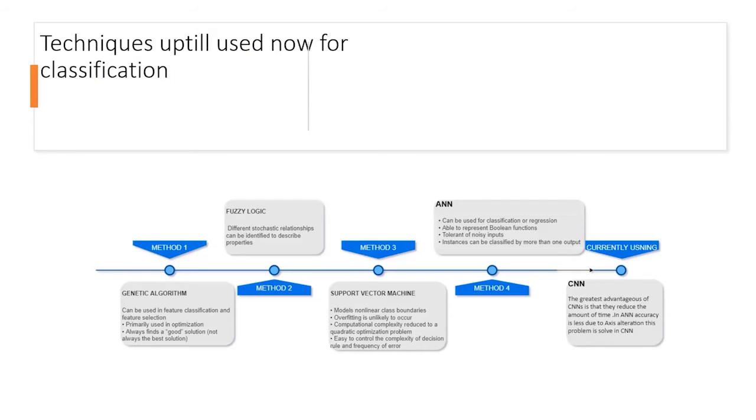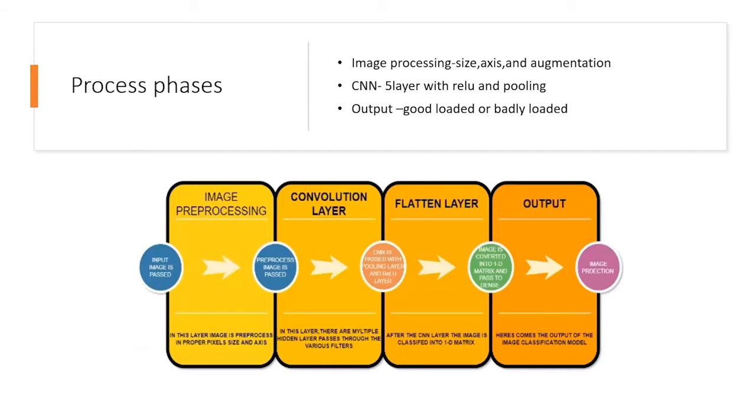So these are the techniques that have been used up till now in these kinds of classifications. The phase model that we have used is the architecture model. In this, the images come at a variable size of 244 by 244 by 3. We have used augmentation techniques.